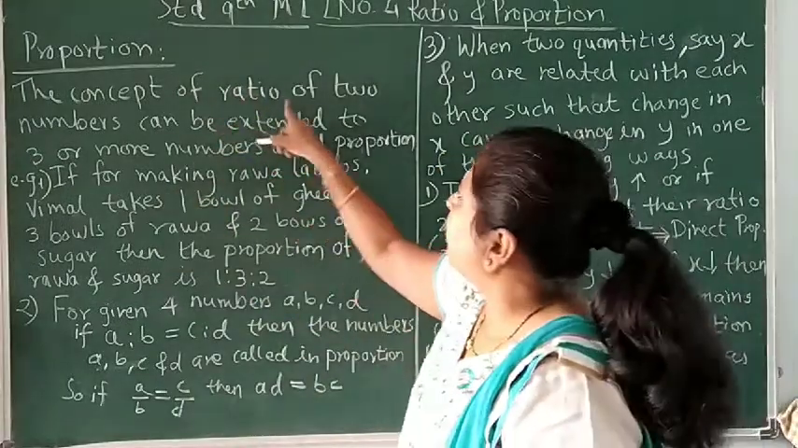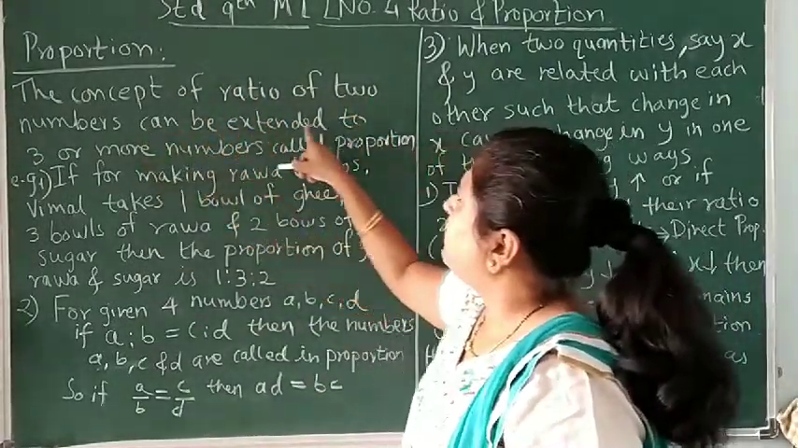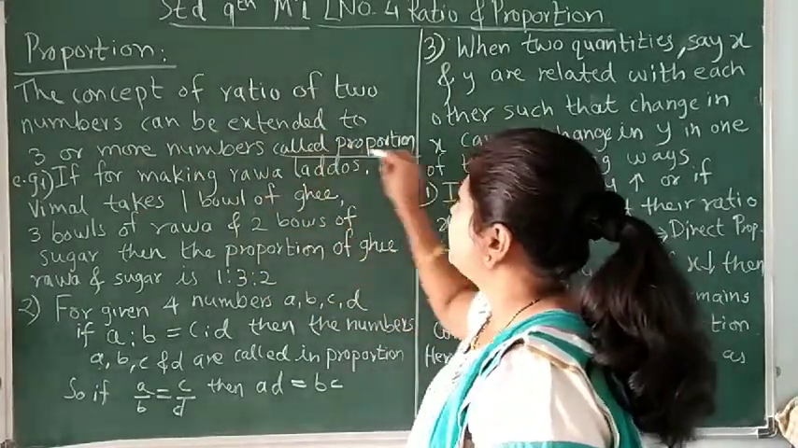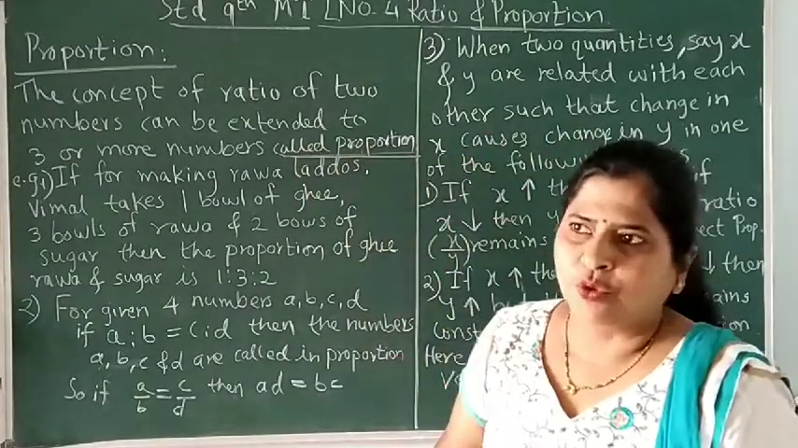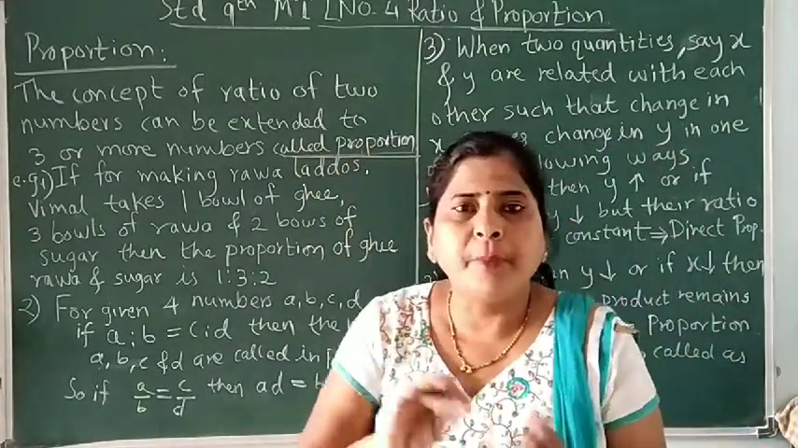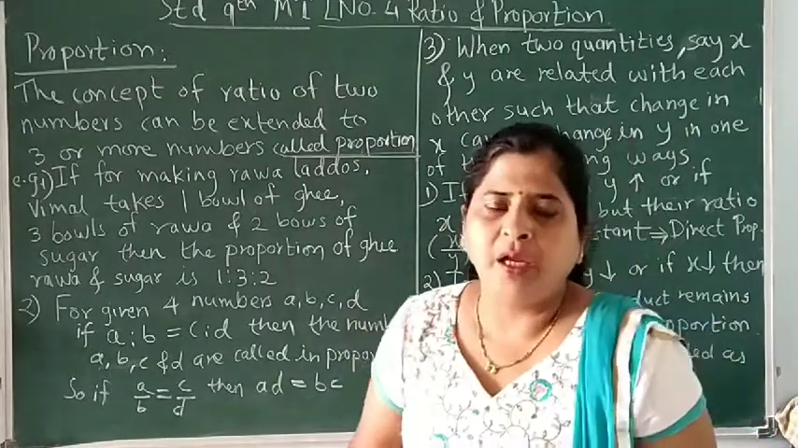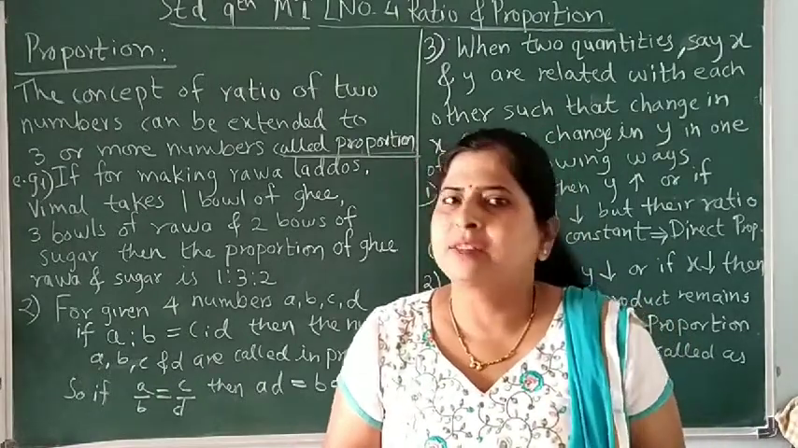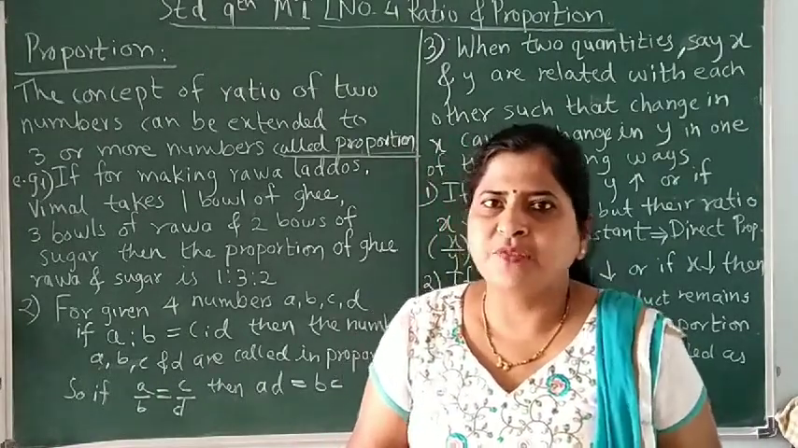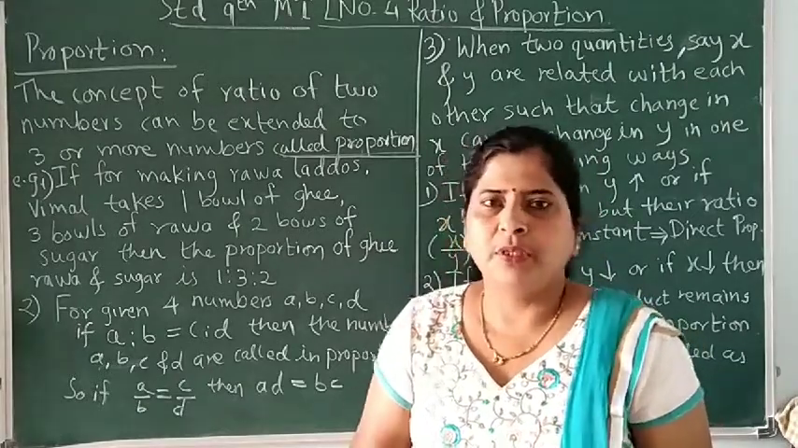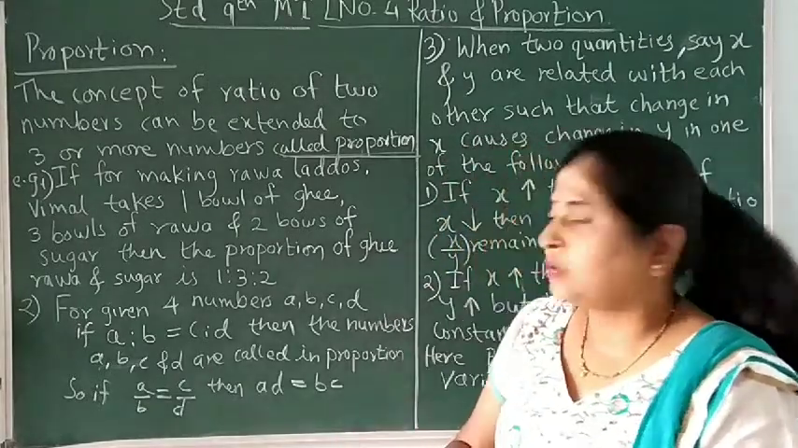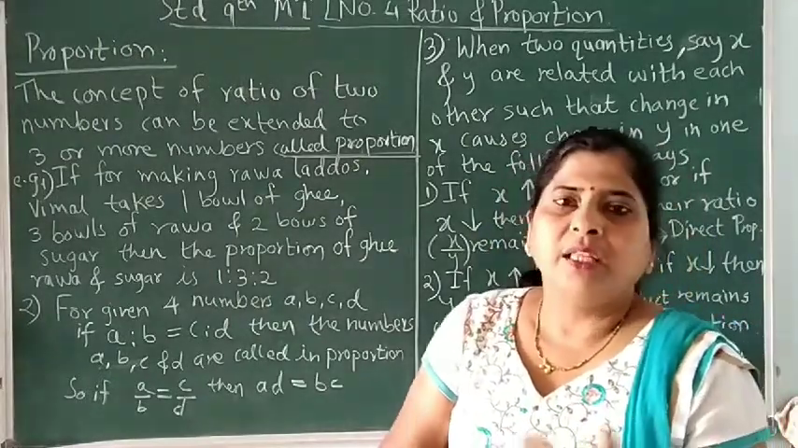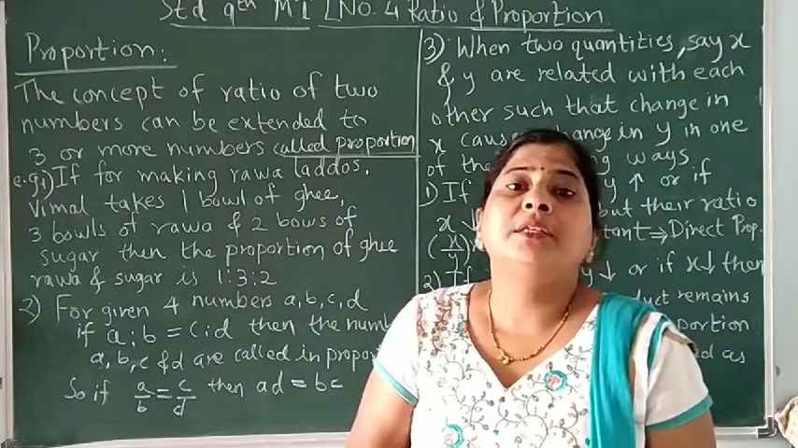When the concept of ratio of two numbers is extended to three or more numbers, it's called proportion. So this is one way of using the word proportion. In ratio, generally we compare two quantities of the same kind and the same unit, and that comparison by division we call a ratio. We have seen this in the previous video. But if instead of two quantities we use more than two, that is three or more, then we say it is in proportion.